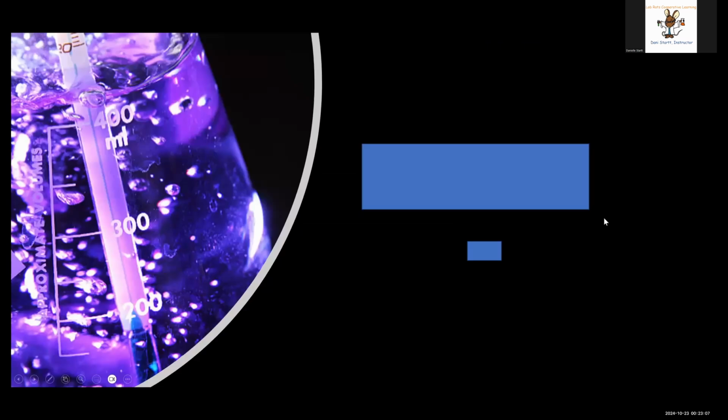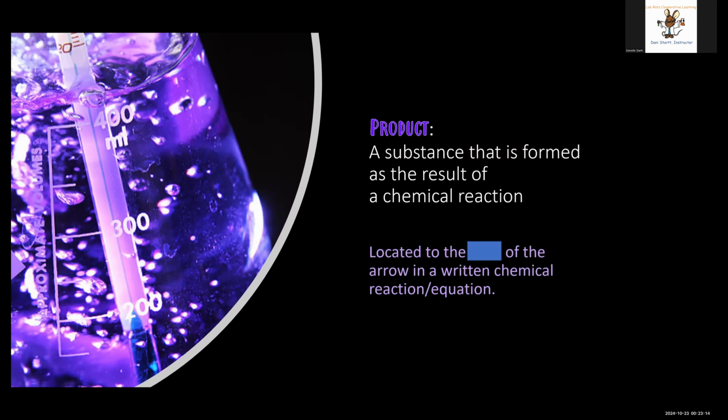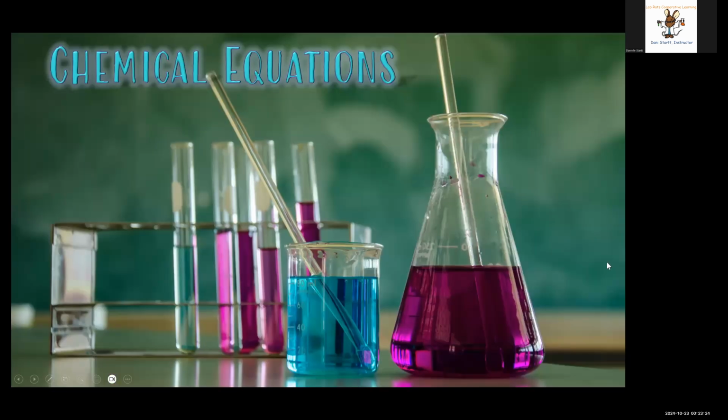Products are the substances that are formed as a result of a chemical reaction, and they're going to be located to the right of the arrow in a written chemical equation. Again, you have reactants, yields, products. So now let's have a look at chemical equations.